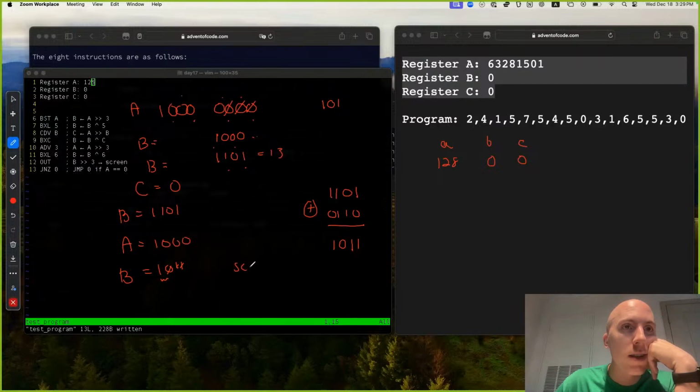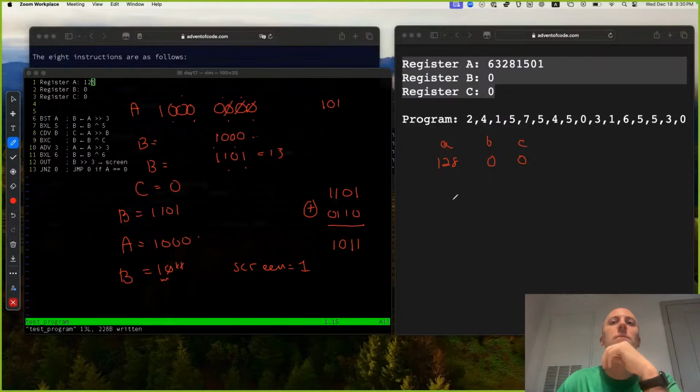So the screen gets output a 1. And then we jump back up to 0. Well, we check, okay, is A 0? No, A is not 0. So yeah, we jump back up to 0.